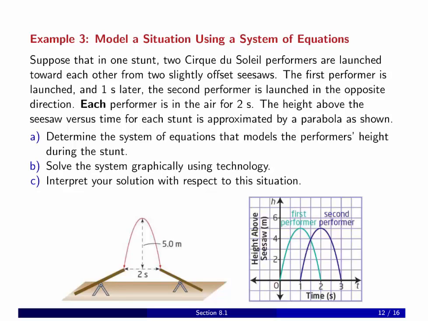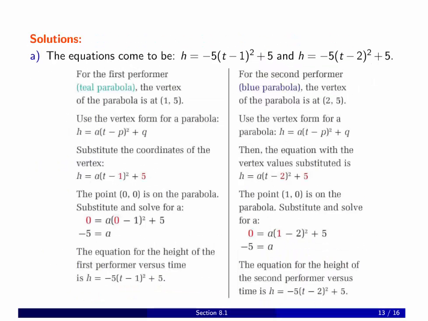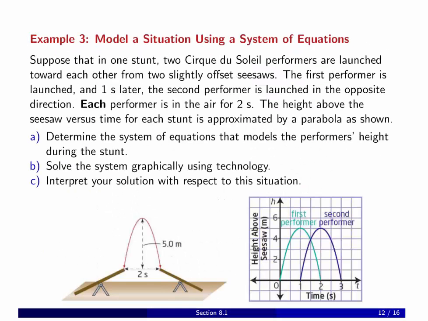So now let's do an example. So you can read through the example. I'm actually going to read through this example. I give you the solution, quite a detailed solution. But the second question will piggyback on the same question. Suppose that in one stunt, two Cirque du Soleil performers are launched toward each other from two slightly offset seesaws, as shown below here. The first performer is launched, and 1 second later, the second performer is launched in the opposite direction.